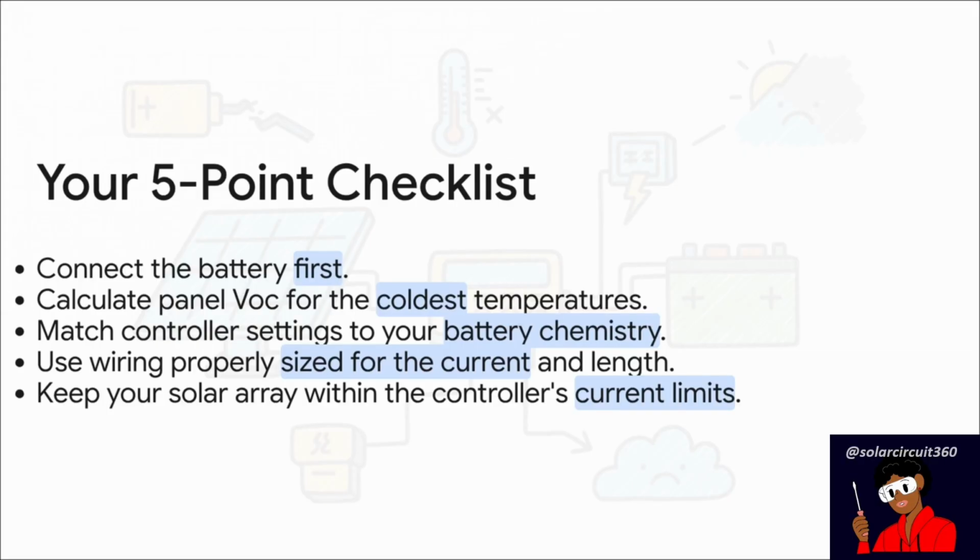No guesswork. 4. Use a proper wire gauge chart. Don't eyeball it. Size your wires for the amps and the distance. And 5. Respect the limits. Don't hook up more panels than your controller can handle. Stick to these 5 rules and you'll avoid 99% of the problems that plague DIY solar systems.